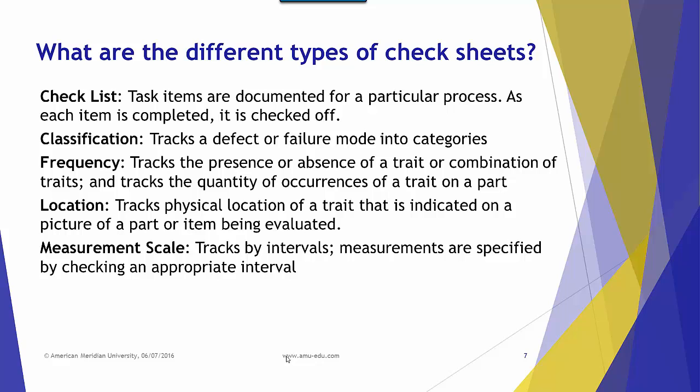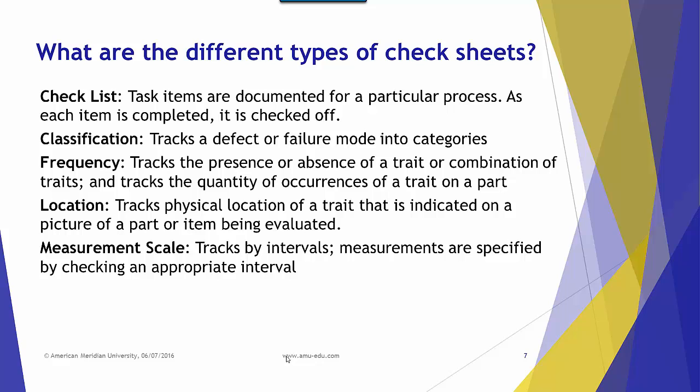What are the different types of check sheets? First is the checklist. Task items are documented for a particular process. As each item is completed, it is checked off. Number two, classification. For classification, it tracks a defect or failure mode into categories. Next is frequency. It tracks the presence or absence of a trait or combination of traits and tracks the quantity of occurrences of a trait on a part.